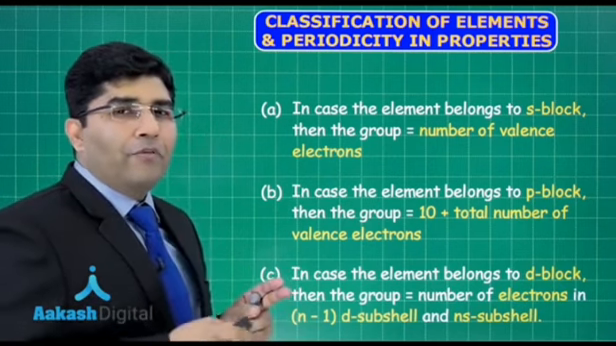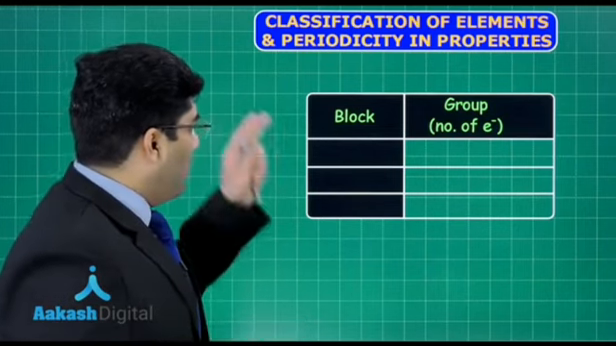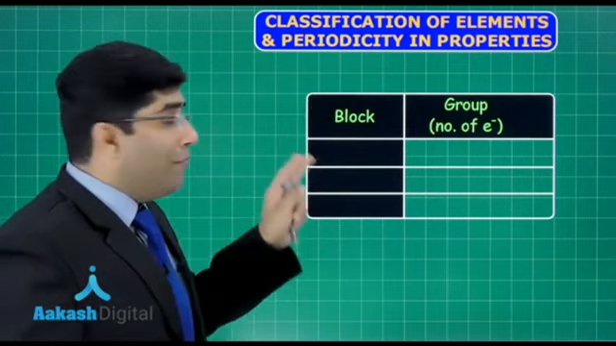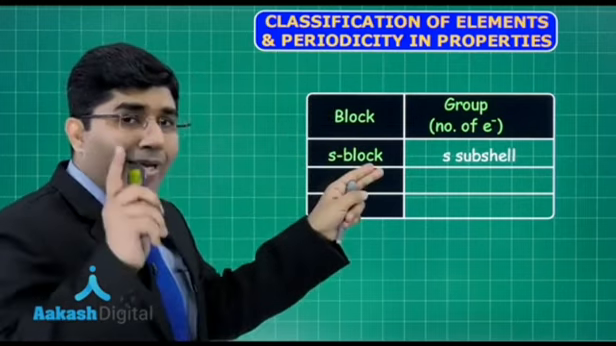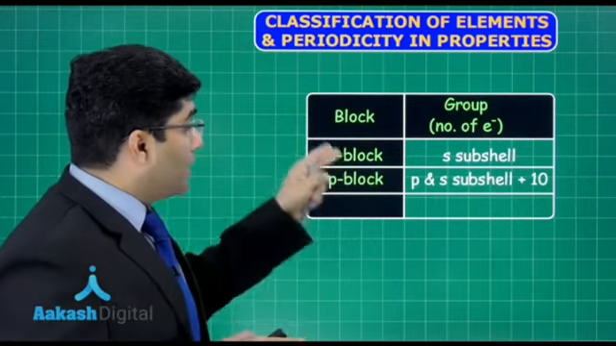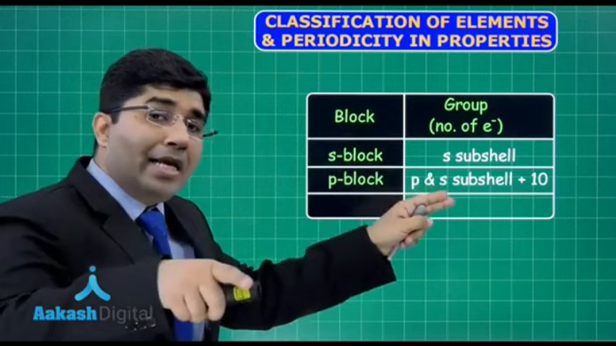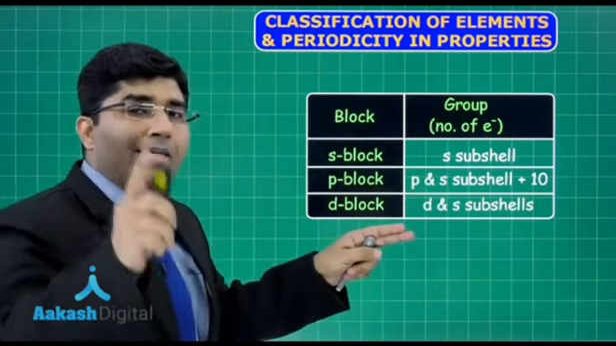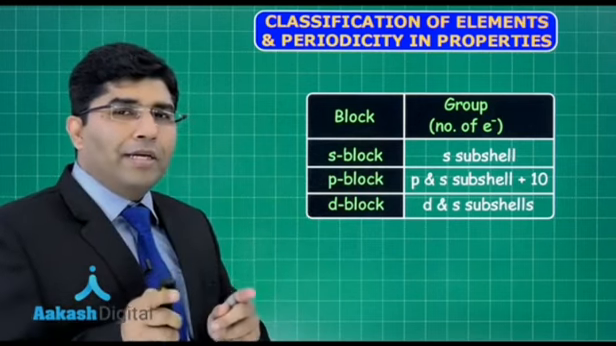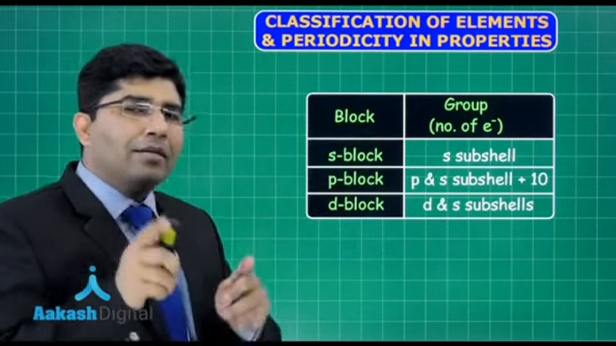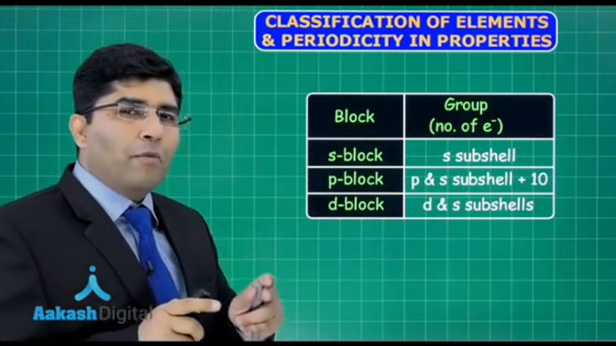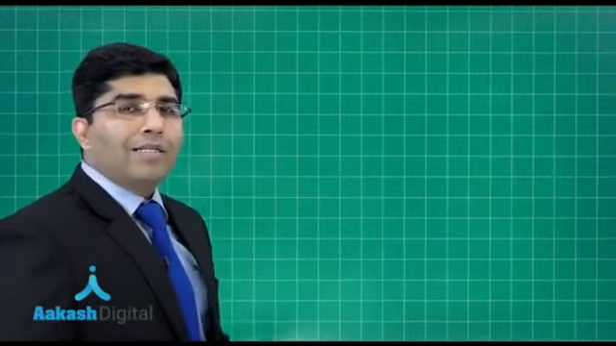We can write it this way also. To find the group: if the element is in the s block, it is the number of electrons in the s subshell only. If it is in the p block, it is the number of electrons in s and p, plus 10. And if it is in the d block, it is the number of electrons in the s subshell plus the number of electrons in the d subshell, right? Let's solve a problem based on it.